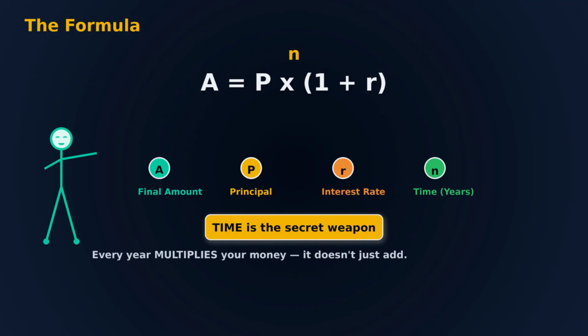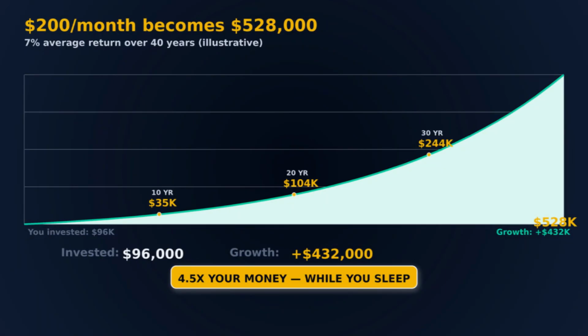Because N is in the exponent, every additional year doesn't just add to your total, it multiplies it. That's why time is the most powerful ingredient in investing. Not the amount of money, not even the interest rate. Time. Let's see this with real numbers. Imagine you invest $200 per month in a broad market index fund, and you earn an average of 7% per year, a commonly used long-term benchmark, though actual returns vary year to year.